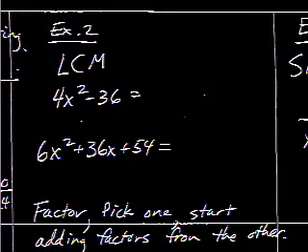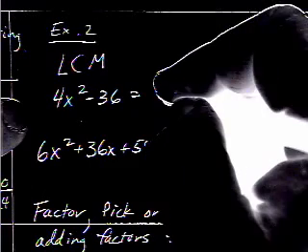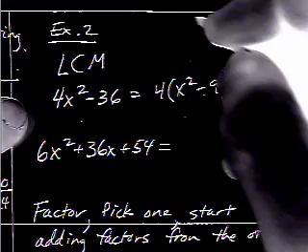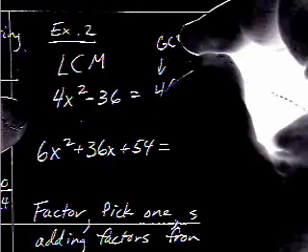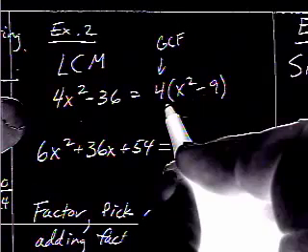Let's take a look at example 2, which is a least common multiple. And we want to find the least common multiple of these two expressions. Well, I need to factor this stuff. Right, I see 4 and x squared minus 9. Always look for a GCF. Always look for the greatest common factor. And then we can break this down farther.